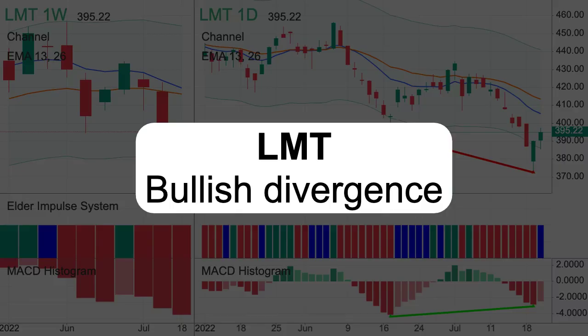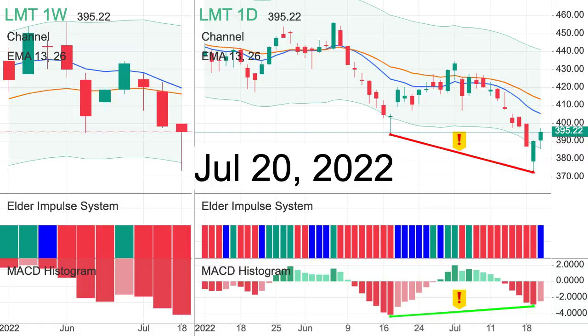Let's consider the stock of Lockheed Martin Corporation. On July 20, 2022, a bull divergence formed in a downtrend. This is a strong buy signal. There is a first light bar on the histogram. Are you ready to submit a buy order?